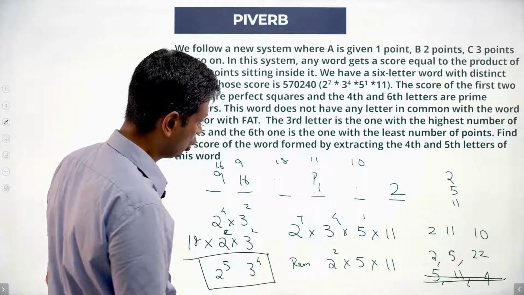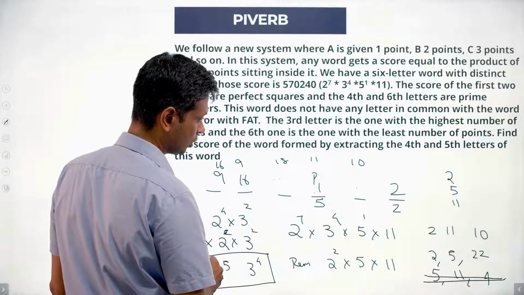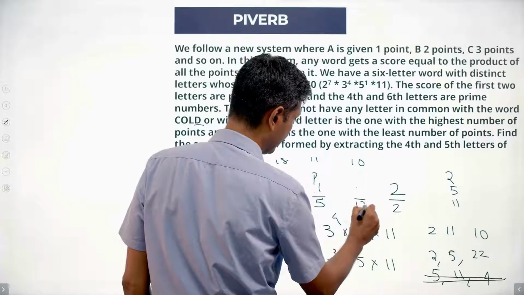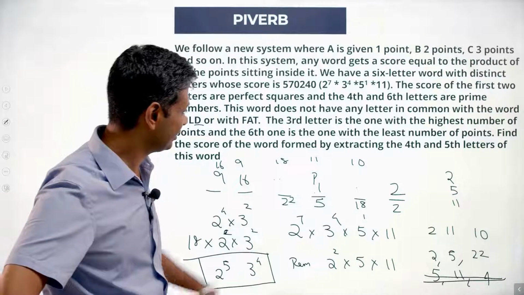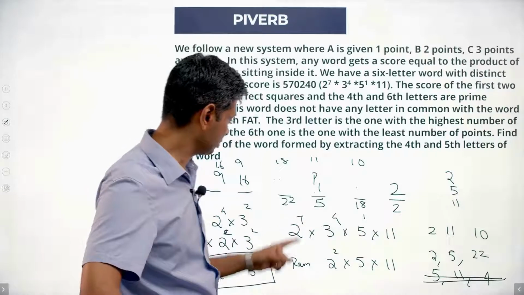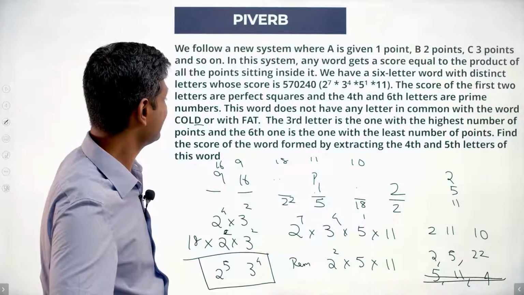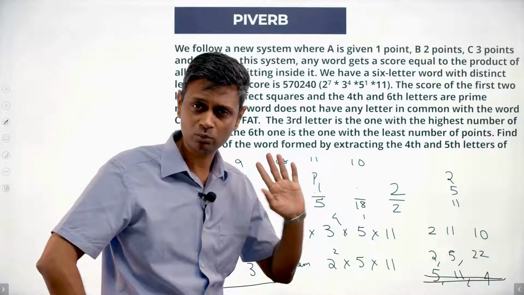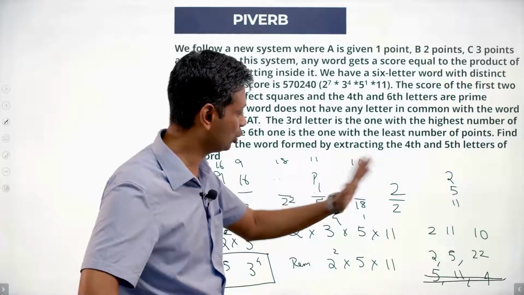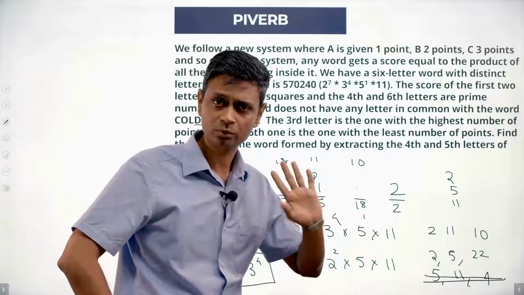Or we could have this is 2, this is 5, this is 22, this is 18. That is another possibility. The third one has to be the highest, and that is 22. 18 sits here. One of these two is the answer: 18, 11, 10, 2 with 16, 9 in some order, or 22, 5, 18, 2.